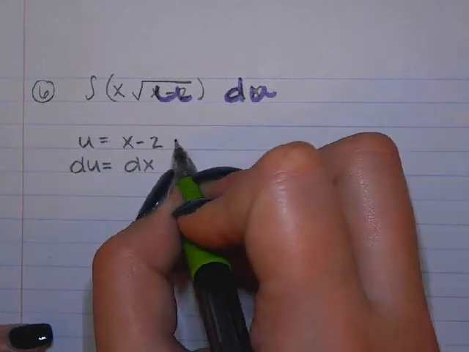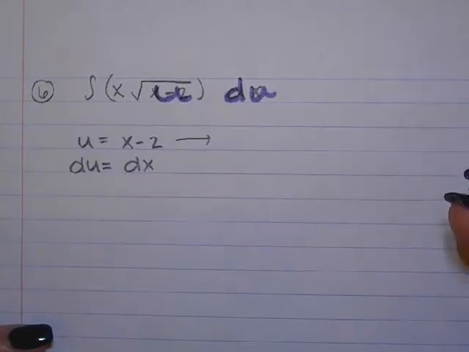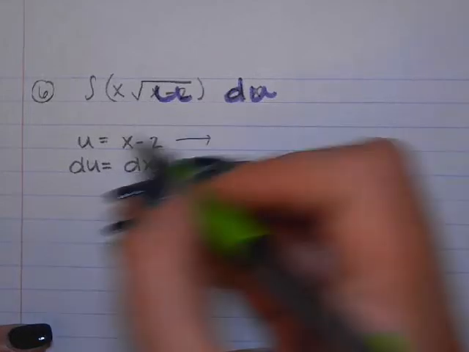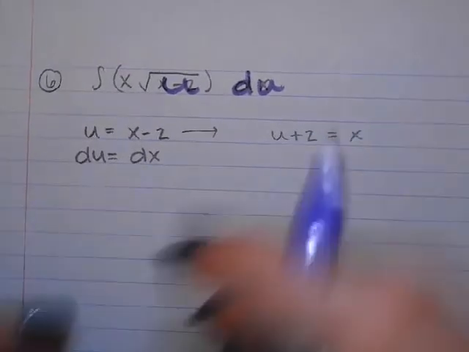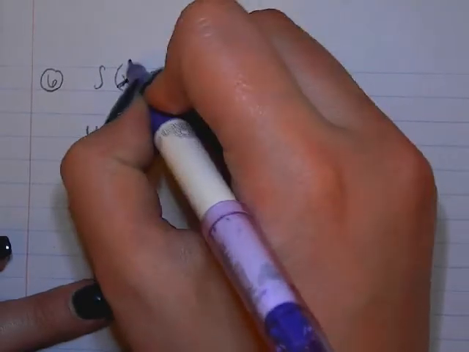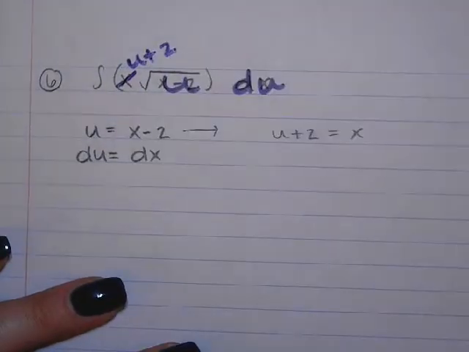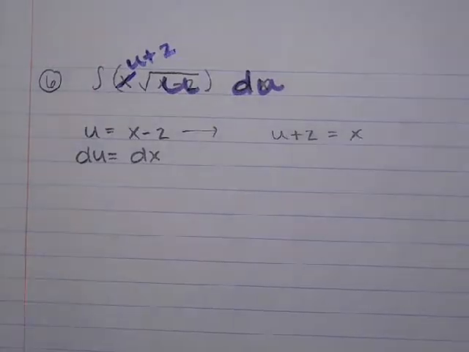So what I'm going to do is I'm going to take this over here and I'm going to solve it for x. So I'm going to add 2 to the other side. It's u plus 2 equals x. And so this x is actually going to become a u plus 2. So it's like a u substitution where you're substituting in stuff for x's.